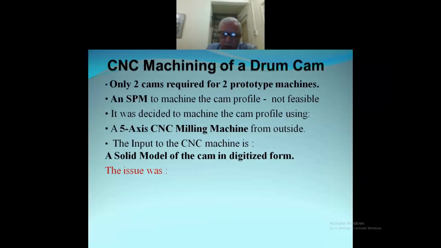Now we located one. We needed 2 cams, and we located a 5-axis CNC milling machine. Now, that gentleman said, or rather anybody will say, we don't understand what is a cam. You give me the solid model of the part you want to make, and then you give the material. So I will put this in my controller of the machine, and the thing will be cut.